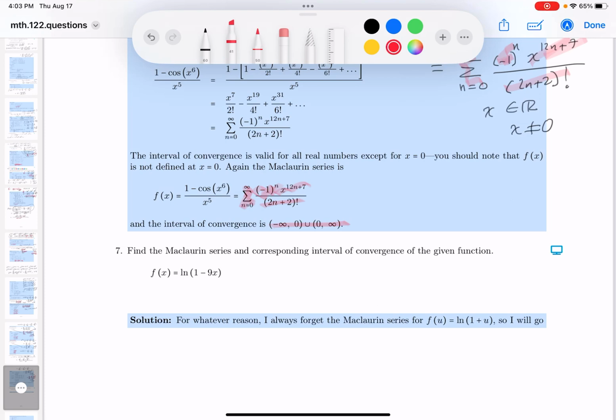Okay, what I would do for this one here is I would probably differentiate first. So I'm going to write that down. And once I find a series for that, I'll go backwards later, all right? But I think I can write down f prime.